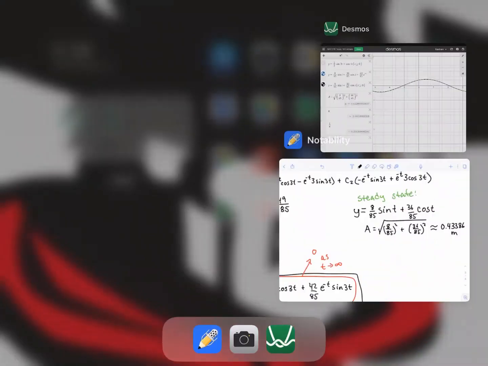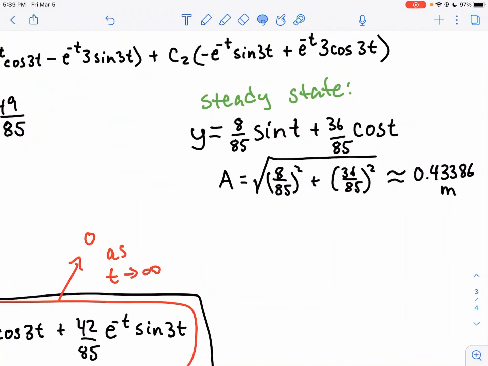And the period of the steady state can be found by doing 2 pi divided by the coefficients of the t's. So the period is just going to be 2 pi divided by 1. So it's just going to be 2 pi, which if you decimalized 2 pi, we'd get about 6.28 or so. And this is measured in seconds. So the wave would repeat itself every 6.28 seconds.